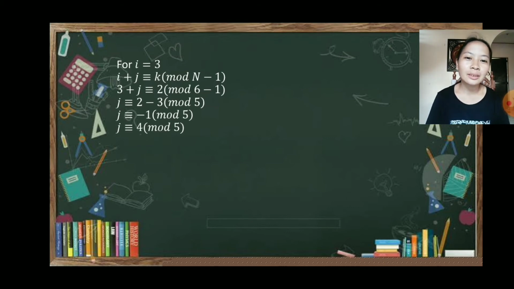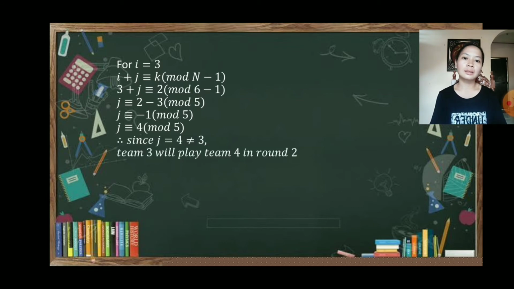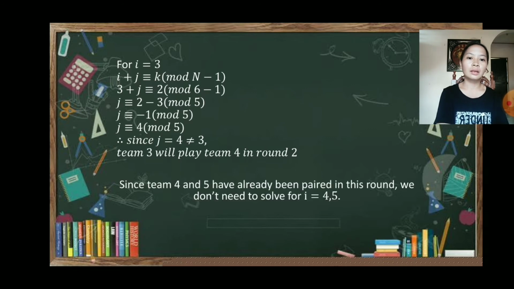So, the answer is J is congruent to 4 mod 5. And since J equals 4 is not equal to 3, Team 3 will play Team 4 in round 2. Since Team 4 and 5 have already been paired in this round, we don't need to solve for I equals 4 or 5, because we already paired those teams.